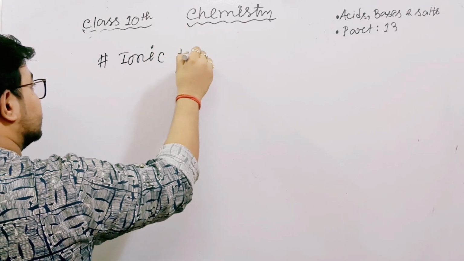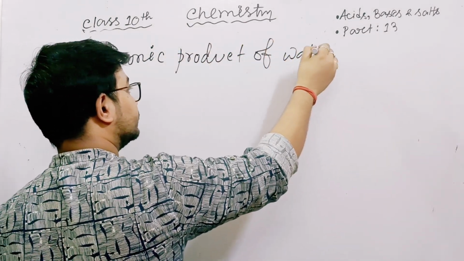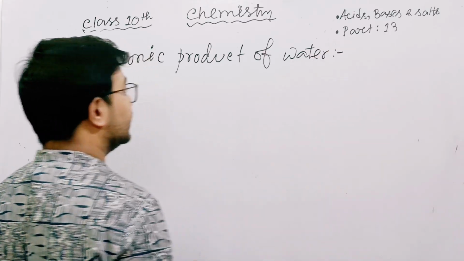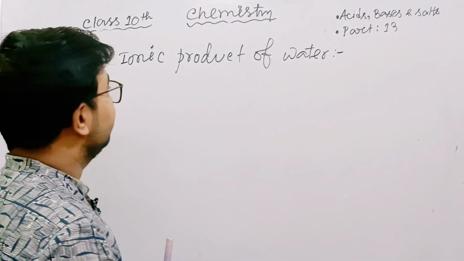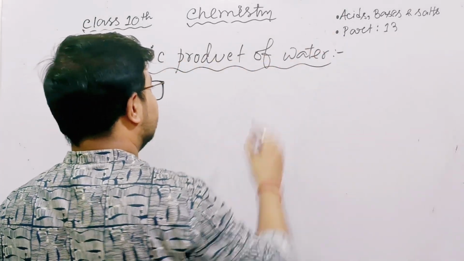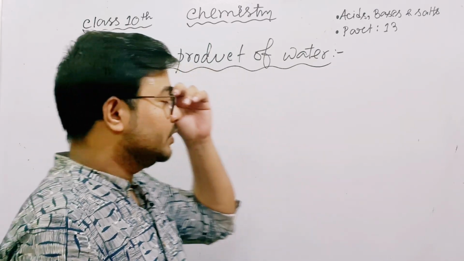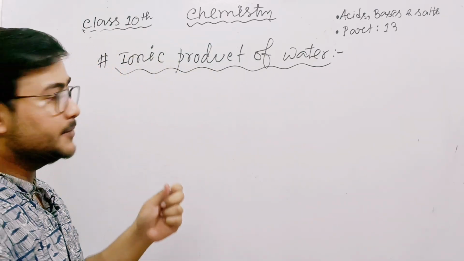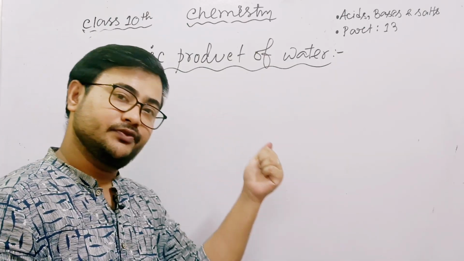Our next topic is the ionic product of water. It is generally denoted by Kw. I will discuss it later. First, try to understand from this heading. Each and every year, if you check the previous year questions, at least one question has come from this topic, the ionic product of water.